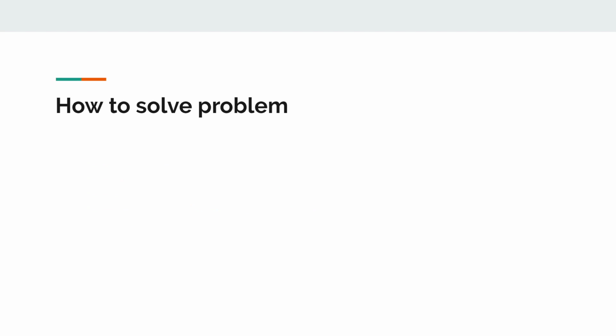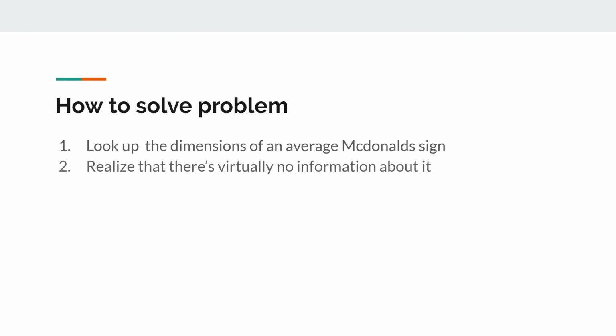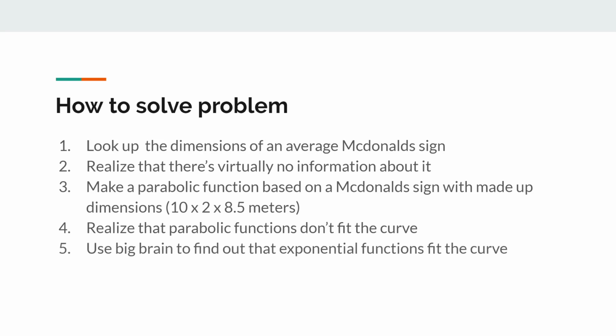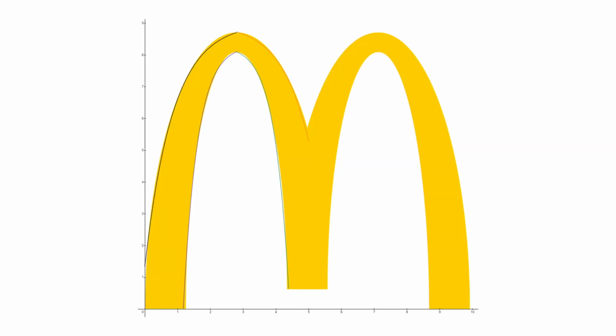Here's the hardest part. It's actually solving the problem. But thanks to me being CEO, I already did the problem. Look up the dimensions of an average McDonald's sign. Realize that there's virtually no information about it. Make a parabolic function based on the McDonald's sign with made up dimensions. Realize that the parabolic functions don't fit the curve. Use big brain to find out the exponential functions fit the curve. Find volume of the M. Find cost of the M. So basically, you match some exponential equations to outline the M of the McDonald's logo with trial and error.